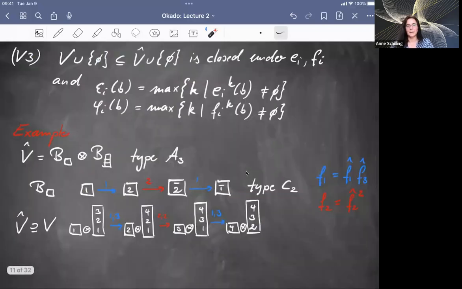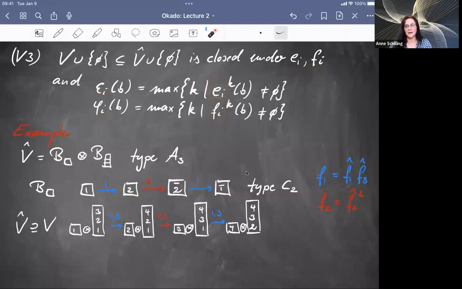Okay, and then finally, what we need for a virtual crystal is that the subset we are choosing is closed under these virtual crystal operators e_i and f_i. And if we have that, then the epsilon_i and phi_i that I just defined are actually the maximal number of times we can apply the virtual crystal operators to the given element. So here is a typical example.